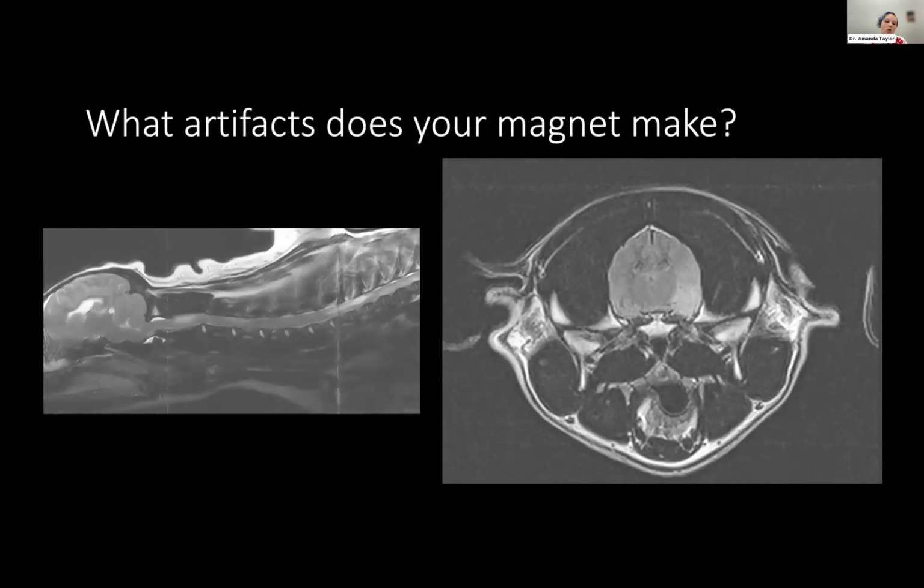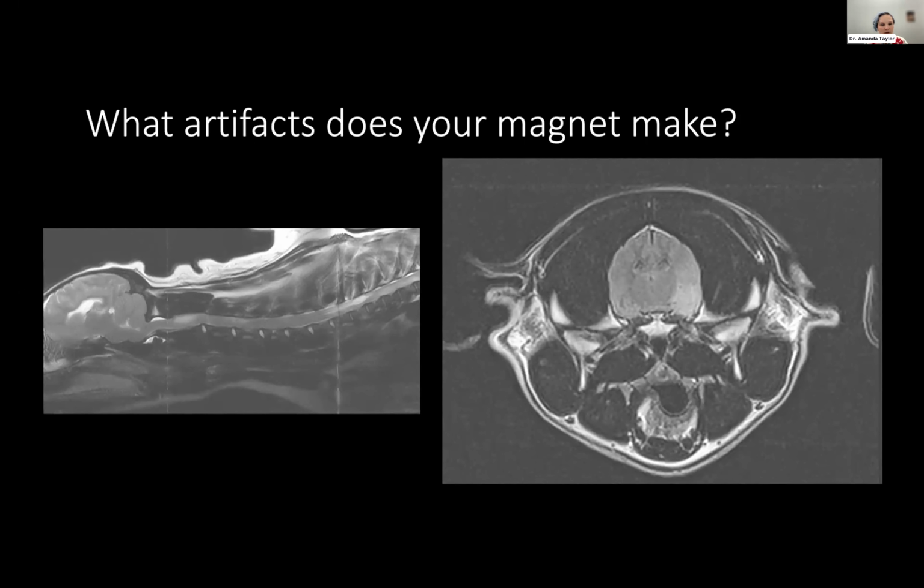In addition to knowing what normal tissue signal looks like on your magnet, it's important that you be familiar with what artifacts your magnet makes. I previously worked at a university that had an MRI that had been installed quite some time ago, and there were some issues with the shielding in the room that the MRI was in, resulting in a zipper artifact in nearly every MRI image that we created.